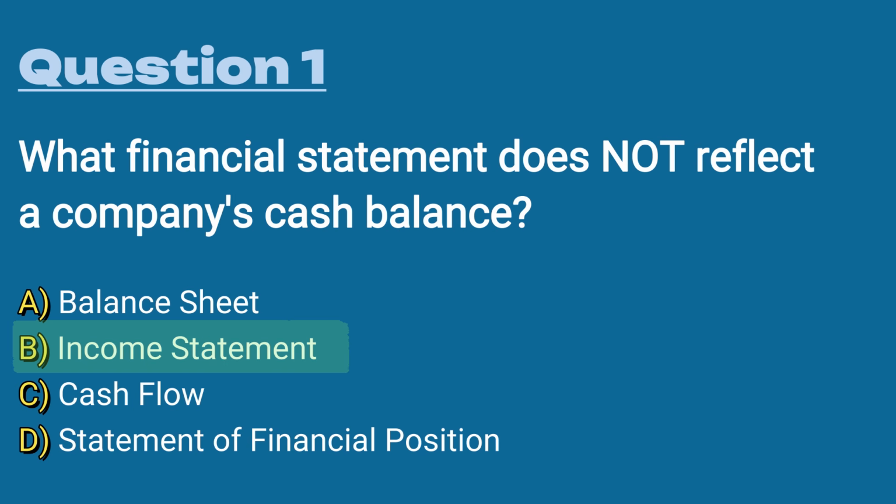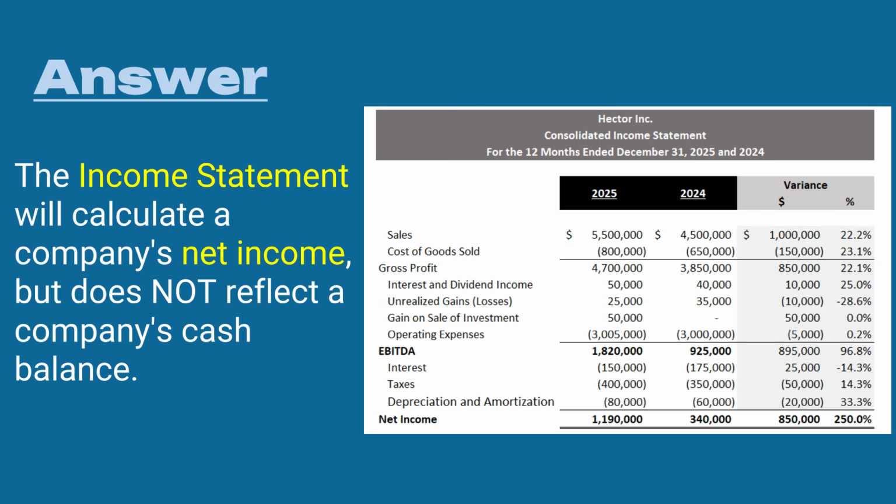The answer is B, income statement. The income statement will calculate a company's net income, but it does not reflect a company's cash balance. You are going to have to go to another financial statement to determine how much cash a company has.